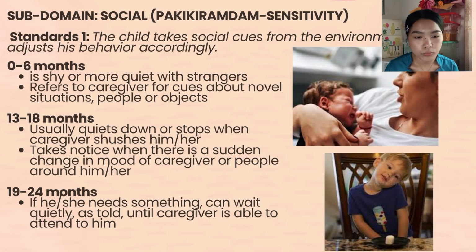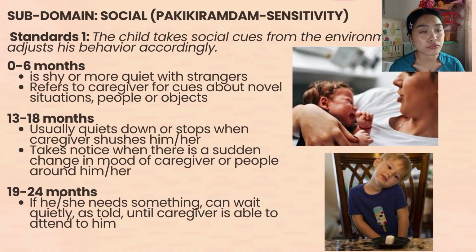And then at 13 to 18 months, the child usually quiets down or stops when the caregiver shushes him or her, and takes notice when there is a sudden change in the mood of the caregiver or people around him or her. So during 13 to 18 months, the baby can already stop crying if the mother says shh, diba? So they can already start to recognize these moods during 13 to 18 months.